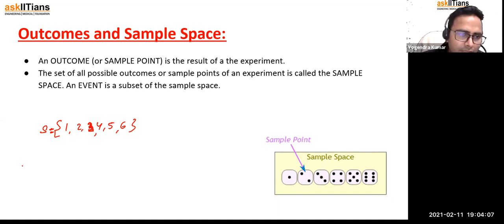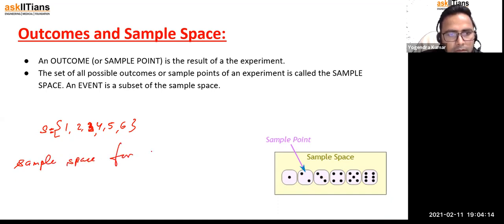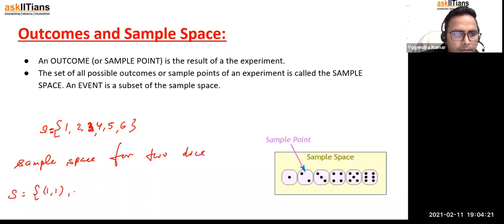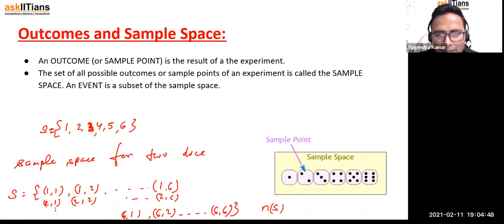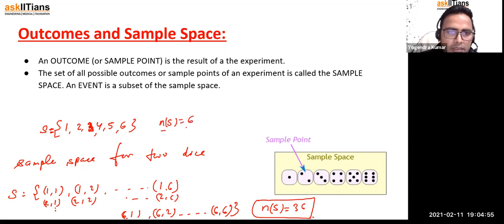If I throw 2 dice, let's say, what will be the sample space for 2 dice? 1,1, 1,2, like that, 1,6, then 2,1, 2,2, and 2,6. Then like this, we will have 6,1, 6,2, and 6,6. So this is our full sample space. 36 outcomes will be there. n is the number of elements in the sample space. That will be 36, right? For one die, n of S is 6.